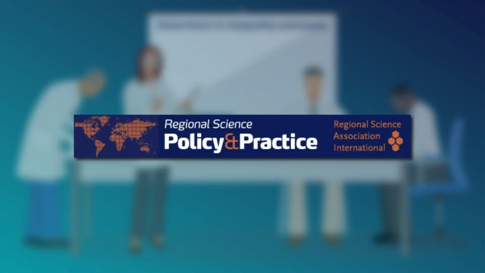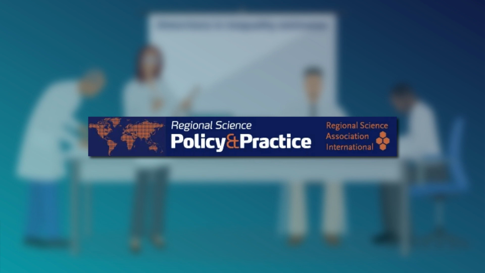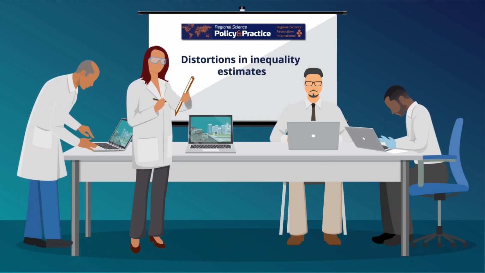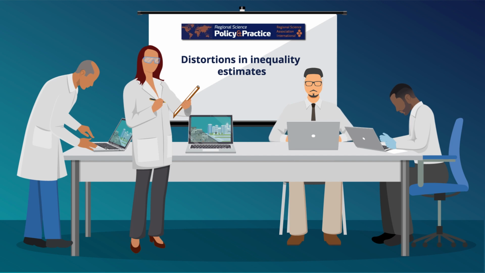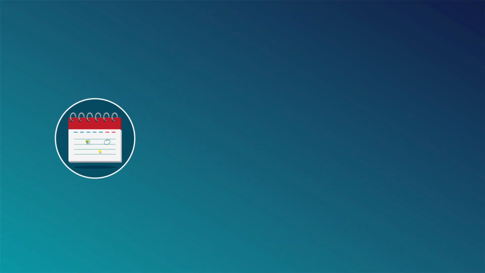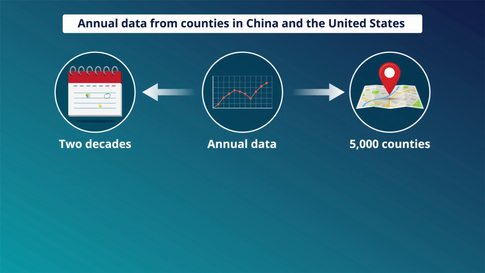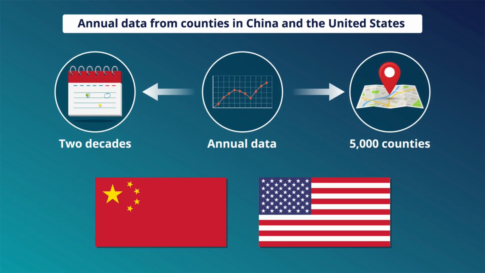In a recent Regional Science Policy and Practice study, researchers examined distortions in inequality estimates due to spatially mean reverting errors in DMSP data. The research relied on 2 decades of annual data from over 5,000 counties in China and the United States, the 2 largest countries with benchmark data on economic activity down to the county level.